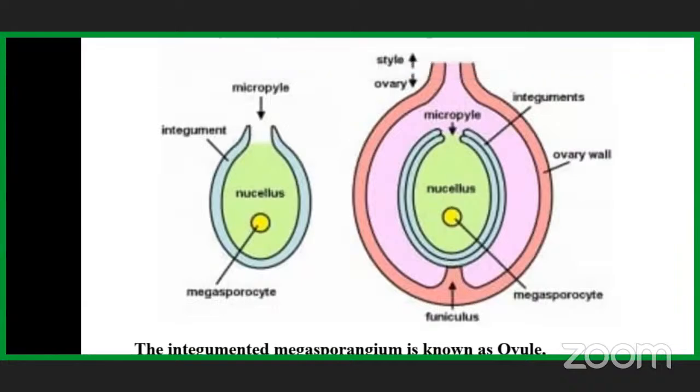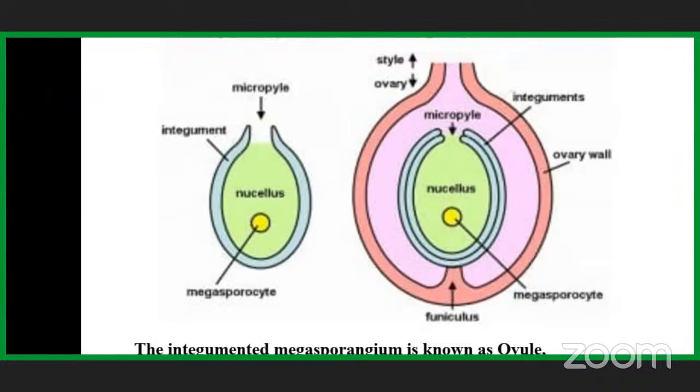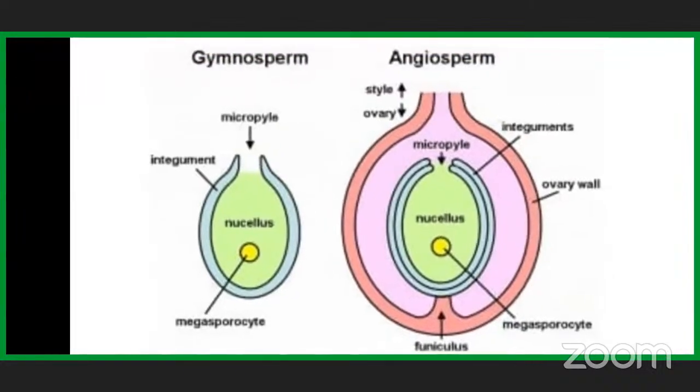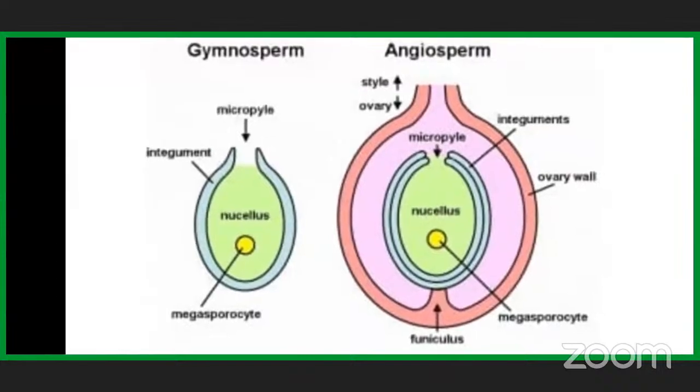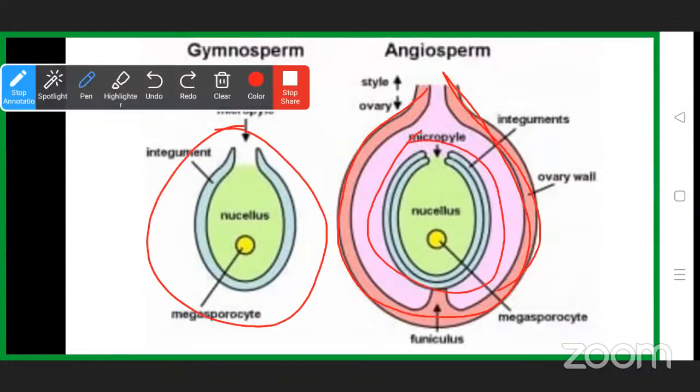What is the difference? You see, the main distinguishing feature is that the angiosperm has a protecting outer layer, whereas the gymnosperm has only directly exposed ovules. Naked ovules are present, naked seeds are present.